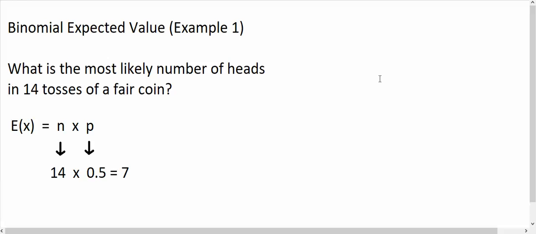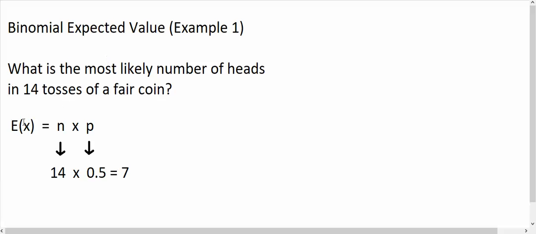Let's say we want to know the most likely number of heads in 10 tosses of a fair coin. When I say most likely number of heads, that's just another way of saying expected value, because remember, expected value is the most likely outcome. I could have phrased this differently. I could have said, what is the expected value of heads in 10 tosses of a fair coin? But I used a different variation of the wording because it's good for you to be able to recognize slightly different ways of saying the same thing.